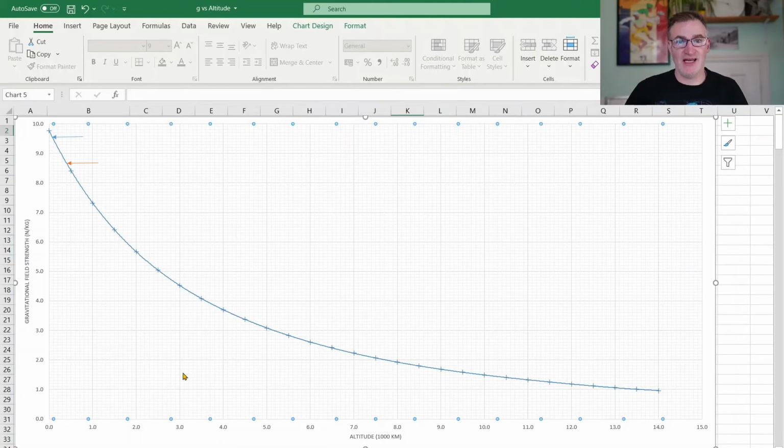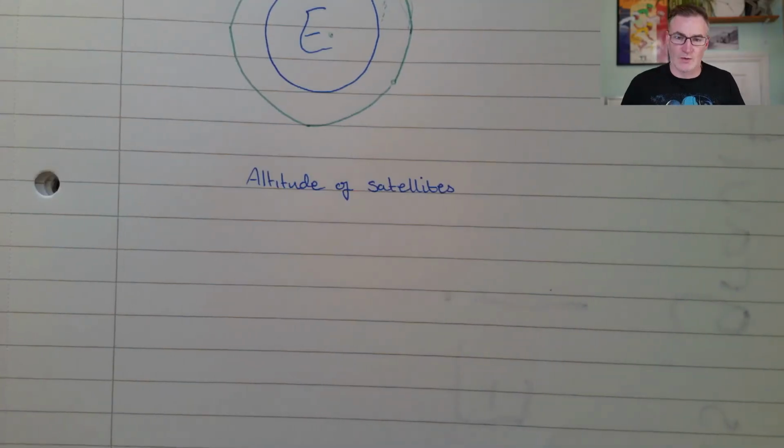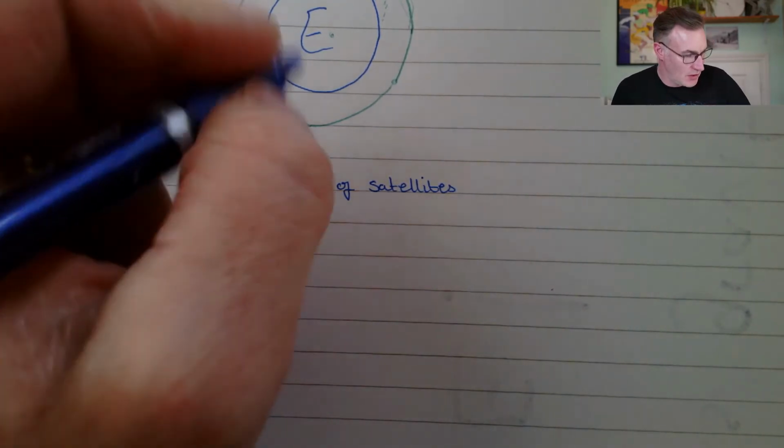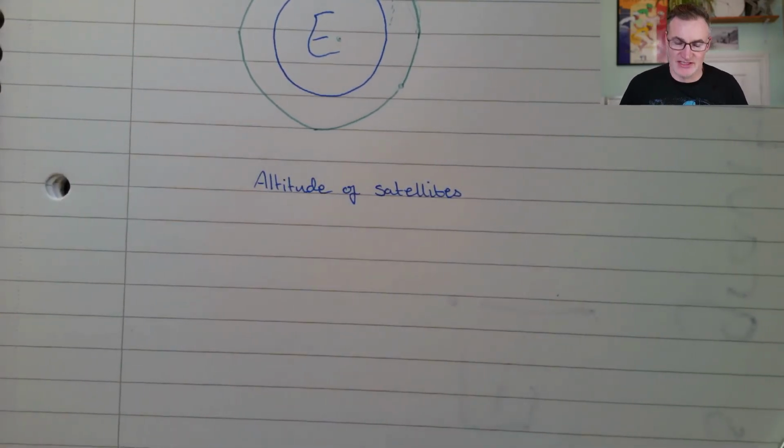But even that is enough to cause it to move in an orbital path. The moon orbits our Earth, but the gravitational attraction there is tiny. Even with very small gravitational fields, you're still going to be influenced by this. So what do we need to know about the altitude of satellites?